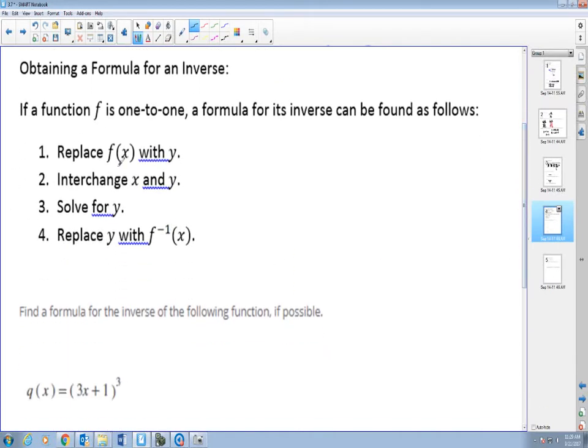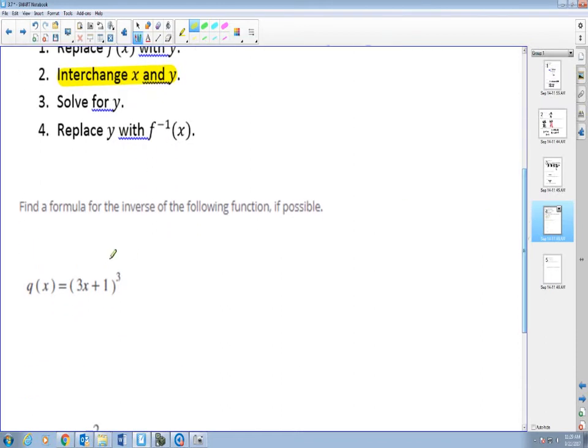We're going to replace f of x with the letter y. Then we're going to interchange between the x and y variable. That's the key for inverse, is interchange between the x and y. Then we're going to solve for y. Once I get y by itself, I'm going to replace it with f inverse.